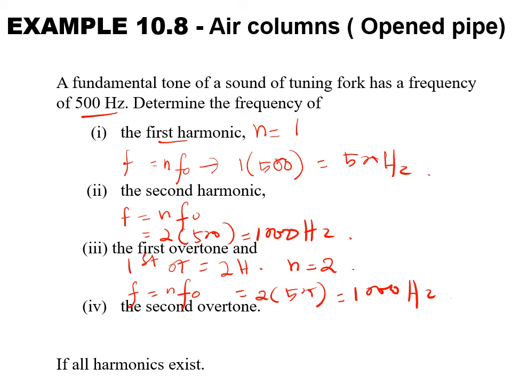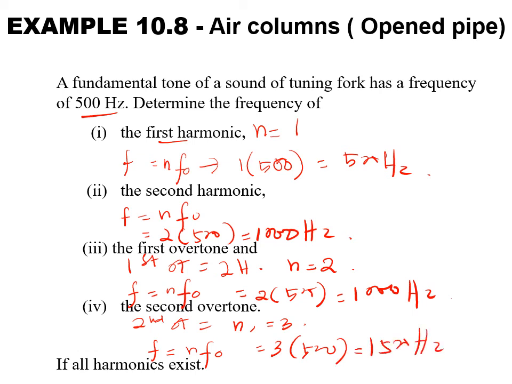However, for the second overtone, it is equal to the number of harmonics 3. So f equal to nf naught, 3 times 500, you will get 1500 Hertz if all the harmonics exist.